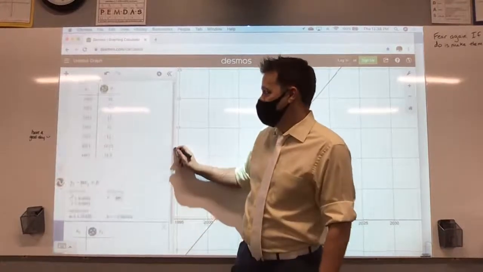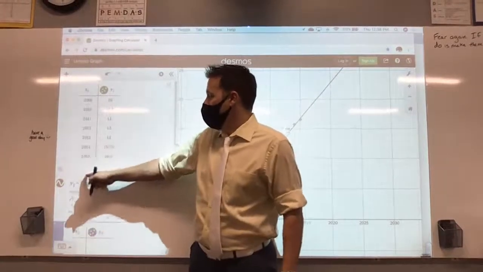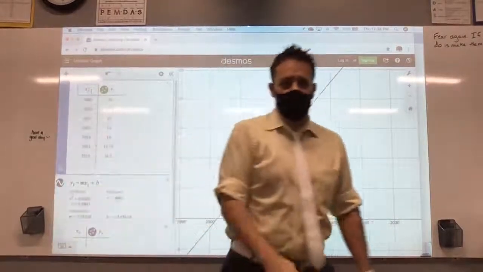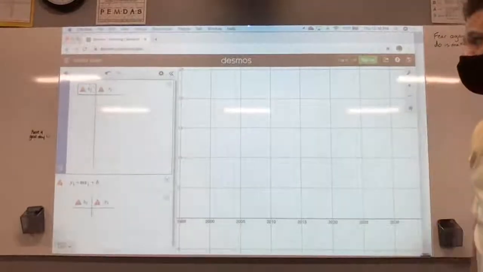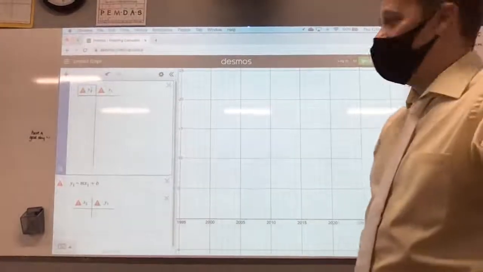No, the reason is this. You're telling this formula to look for X1. If I change this X up here to a 2, watch my line. What happens to my line? It disappears. Ooh, everything went away.